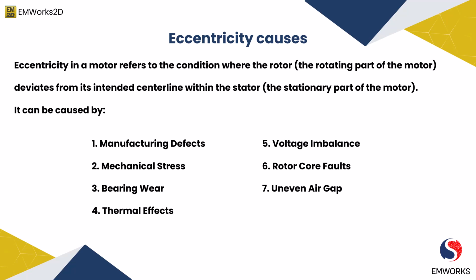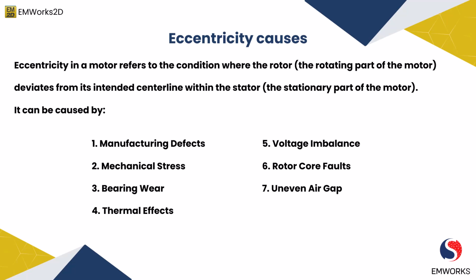Third, we have bearing wear. Worn out or damaged bearings can introduce eccentricity in a motor. Bearings are responsible for maintaining the precise alignment of the rotor within the stator. If the bearings degrade or fail, the rotor can become eccentric. Next, we have thermal effects. Temperature variations can cause the expansion or contraction of motor components, which may lead to changes in the rotor's position. If the expansion or contraction is uneven or not properly compensated, eccentricity can occur.